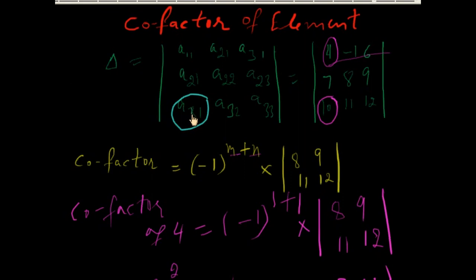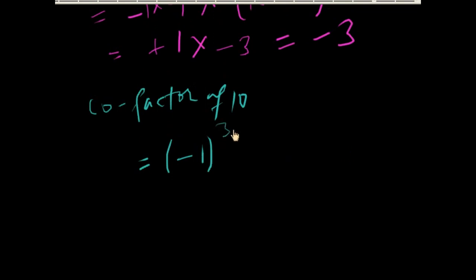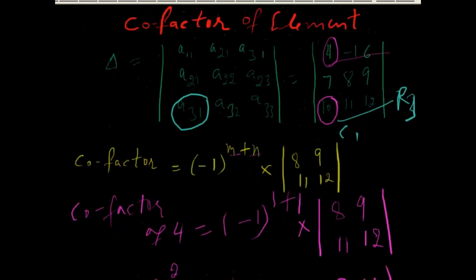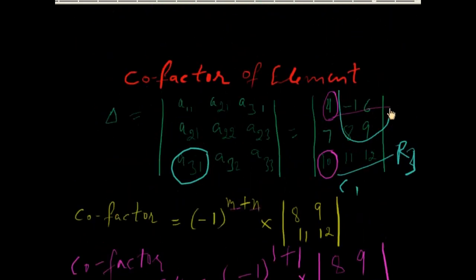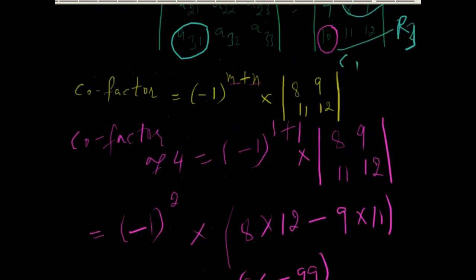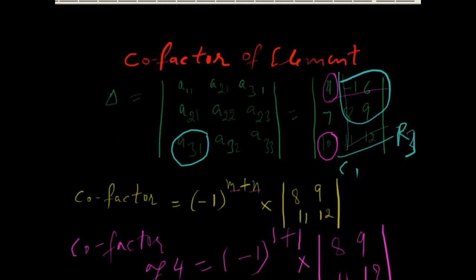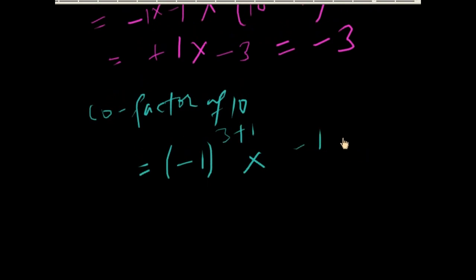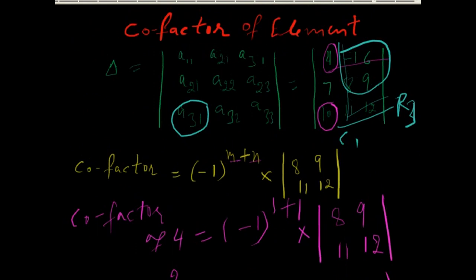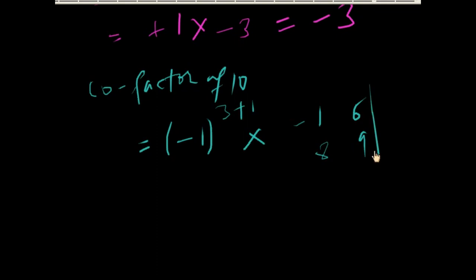this is the first row and third row and first column. So we will add 3 plus 1 and multiply with minus 6 8 6 9. Leave this, minus 6, minus 1 6 8 9, minus 1 power 4 and minus 9.